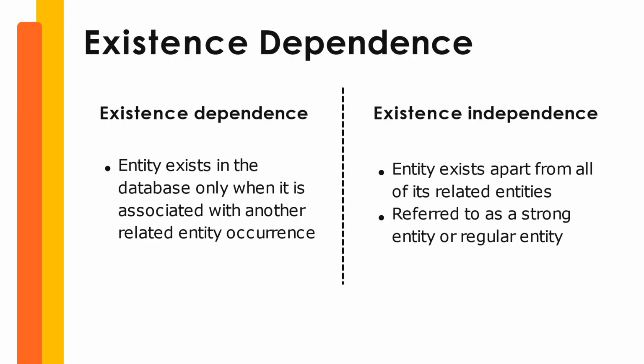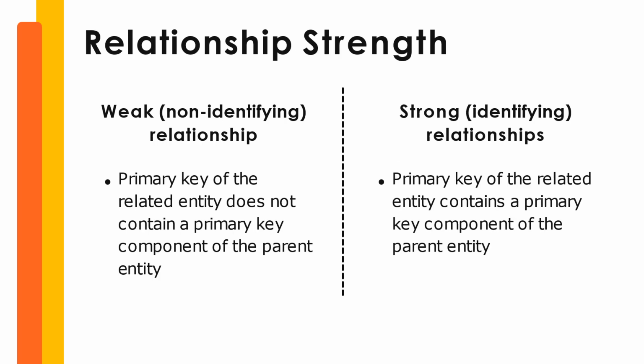Now let us talk about existence dependence. In existence dependence, entity exists in the database only when it is associated with another related entity occurrence. Whereas we have existence independence if the entity exists apart from all of its related entities, and referred to as a strong entity or regular entity. Next is relationship strength. We have either weak non-identifying relationship or strong identifying relationships. In a weak non-identifying relationship, the primary key of the related entity does not contain a primary key component of the parent entity. Whereas we have a strong identifying relationship if the primary key of the related entity contains a primary key component of the parent entity.